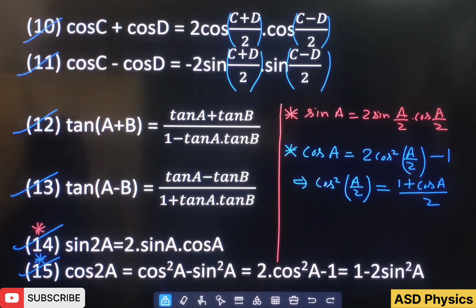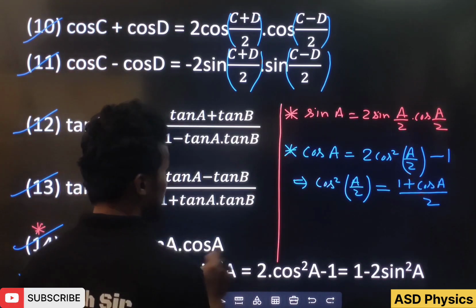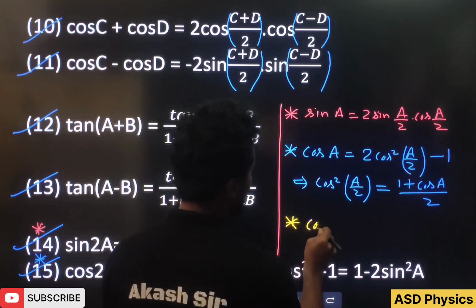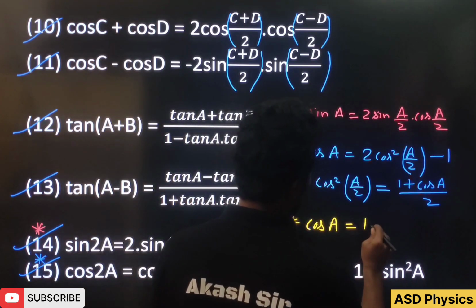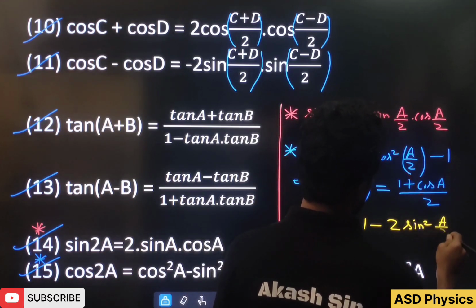Cos square A by 2 will come what here? 1 plus cos A by 2. Okay. Similarly, students, if I write in terms of sine, see, if I write here cos A, it means 1 minus 2 sin square A by 2.